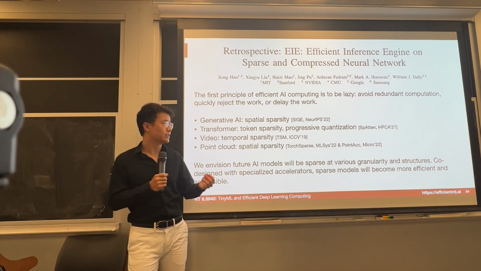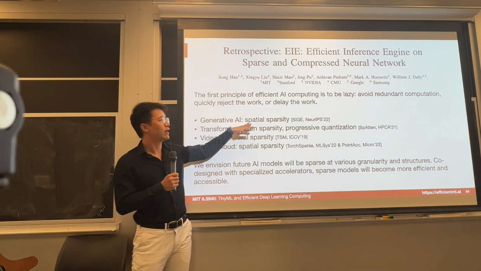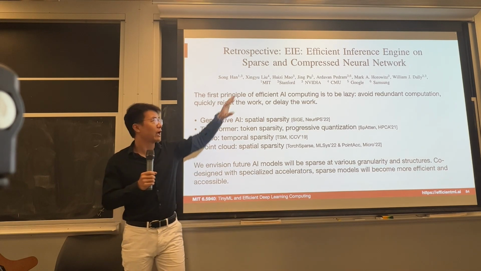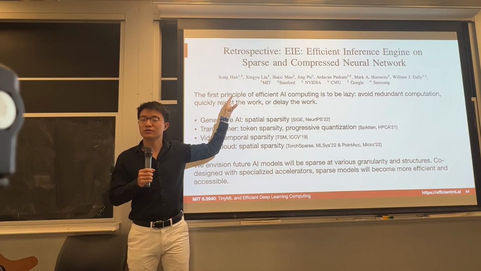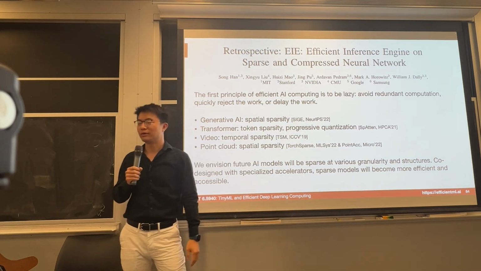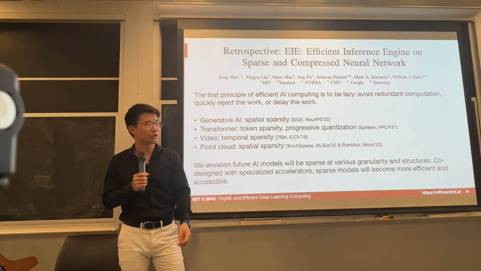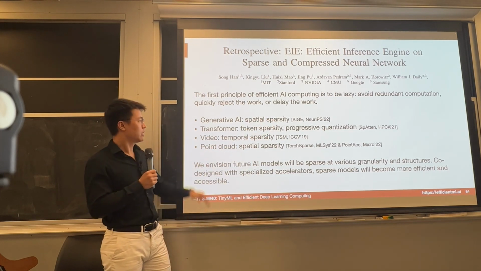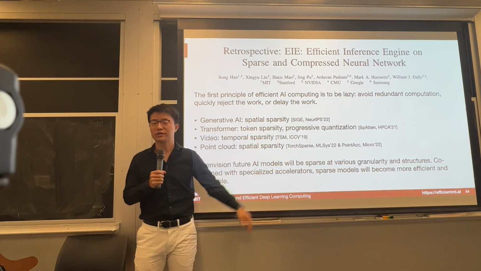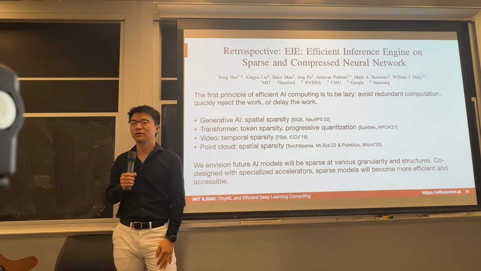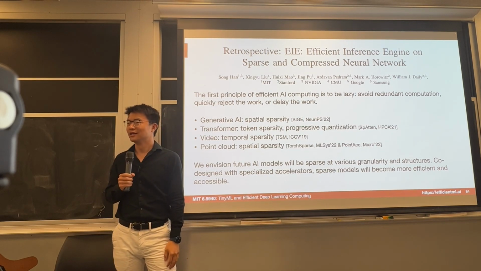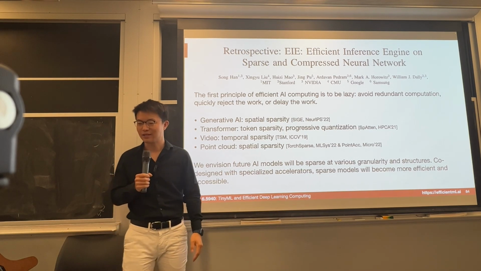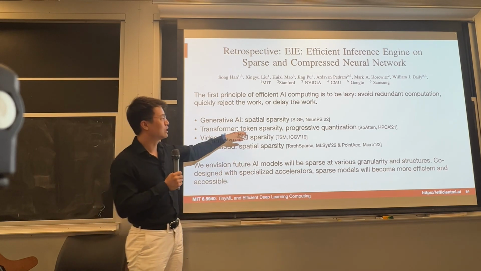Which has opportunity in generative AI. You have spatial sparsity. When I'm editing a photo, maybe I only edited 10% of the pixels, then why bother to generate the remaining pixels? So reject the work. I'm going to talk about it in the middle of this course. And also transformers. There's sparsity at the token level. Not each word is important, right? You can mask 20% of a sentence and you can still get the meaning. So token level sparsity.